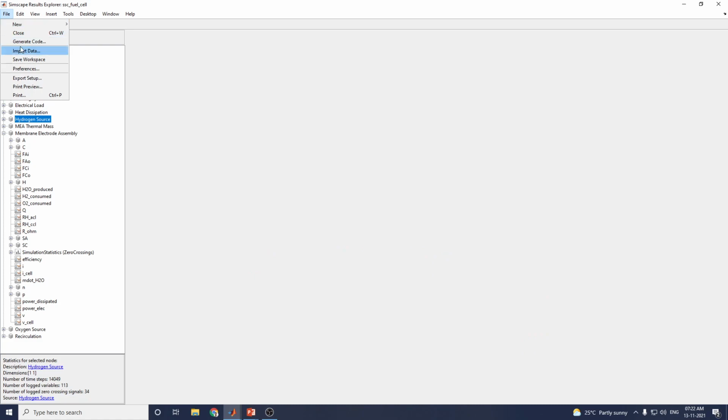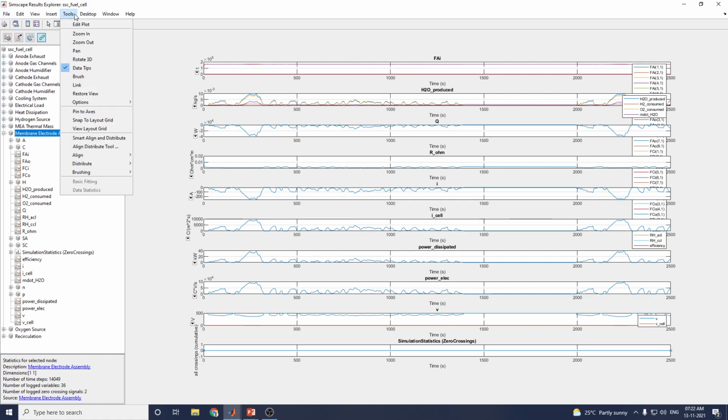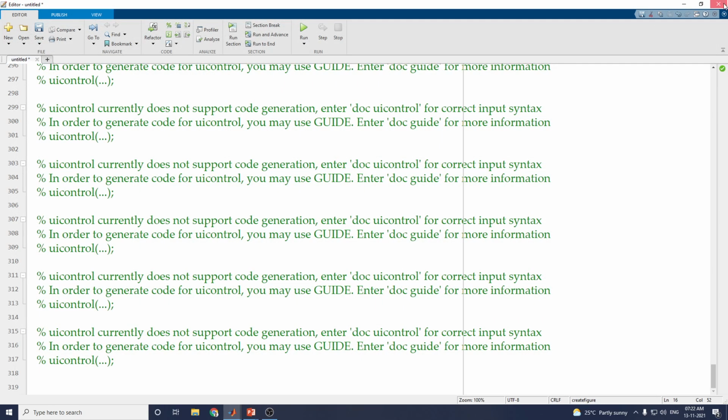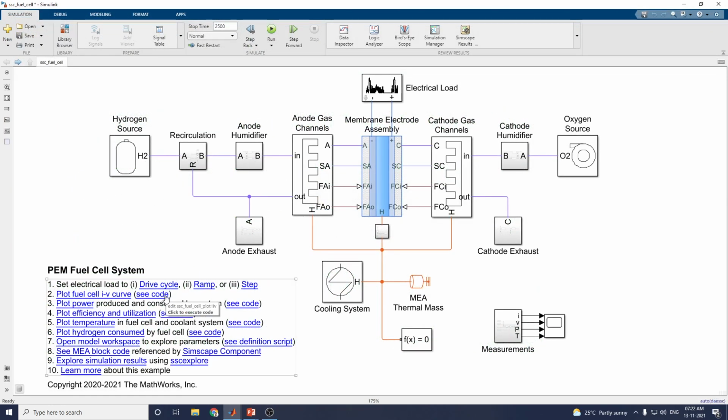Also you can import the data you measured in this block. You can also import this data into the workspace, or you can save the workspace or import data in CSV format or Excel format. These are the uses of the Simscape Result Explorer block. Now I can set this ramp. You can choose this ramp load. What will happen, you can see. Again I run this model.